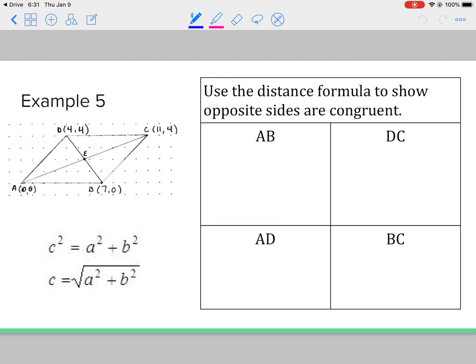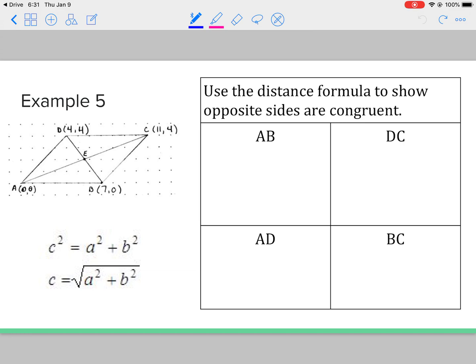In the next part, it says use the distance formula to show that opposite sides are congruent. So when we're talking about the distance formula, we're talking about the Pythagorean theorem, because the distance between any 2 points can be thought of as the difference in the x values and the difference in the y values, and that makes a right triangle. So we're thinking about a squared plus b squared equals c squared, and that distance is the hypotenuse of the right triangle that you draw.